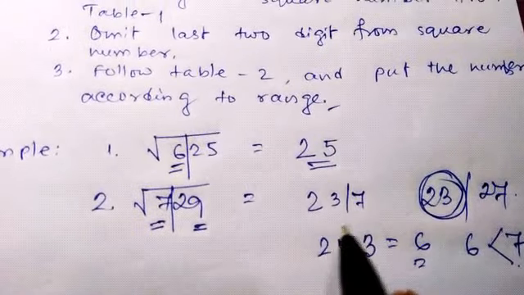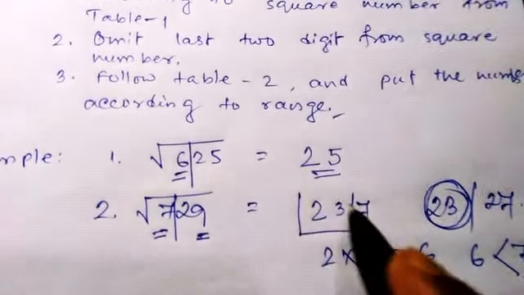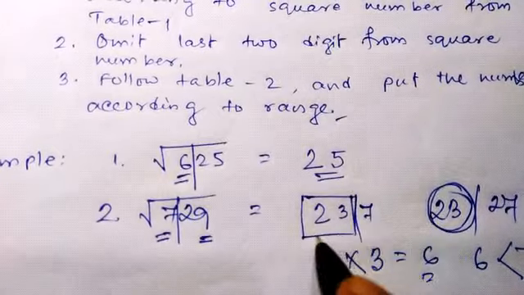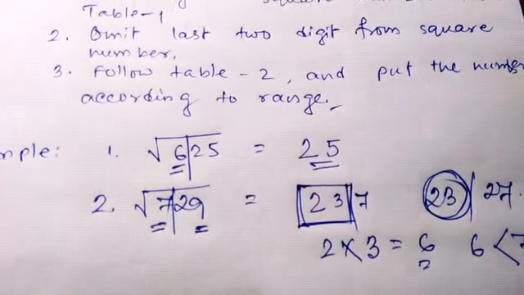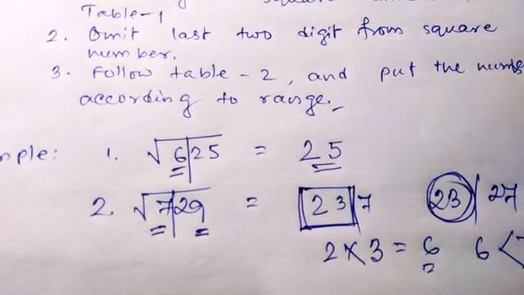Okay, so it will be this number. So the square root of 729 will be 23.